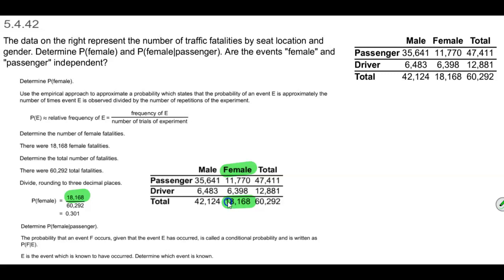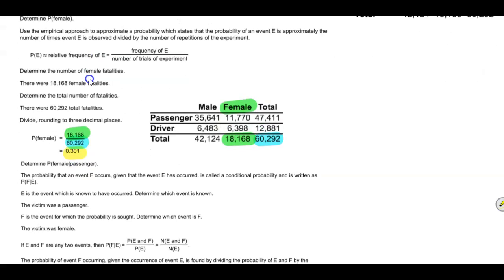Then we have to determine the total number of fatalities. And the total number of fatalities is 60,292. So now when we solve or find that result, the probability of female fatalities is 0.301. Now we want to determine the probability that a female is selected, provided that a passenger has already been selected.